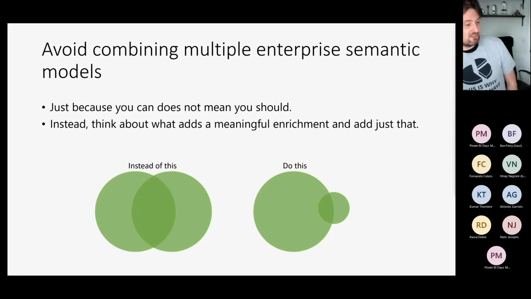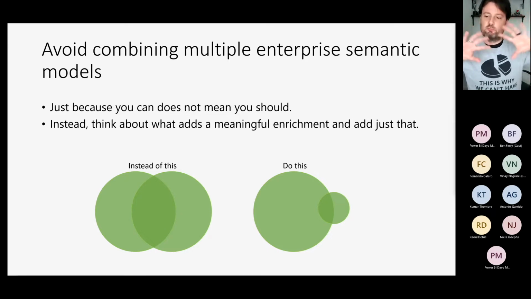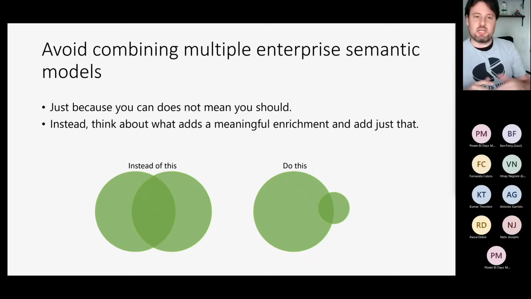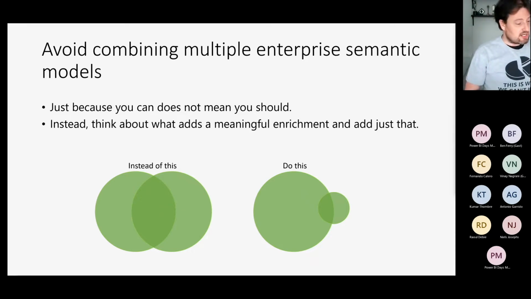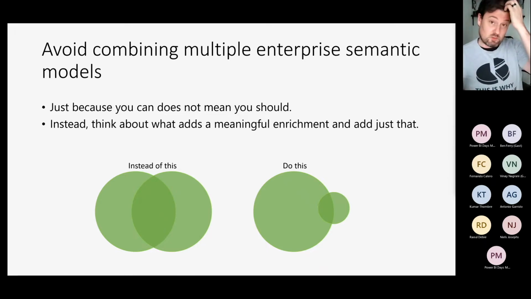Some best practices. The first one shouldn't surprise you now with what I just said. Avoid combining multiple enterprise semantic models. Just because you can, just because the feature allows you to do that, doesn't mean you should, because it wasn't designed for it. The idea was not for you to merge those two big circles and overlay them like a Venn diagram here on the left. The idea was to do what is on the right here, to say, hey, you have a big model, and then I'll add several smaller circles around it that enrich my data or extend my data, I should say. That's basically what we designed it for.